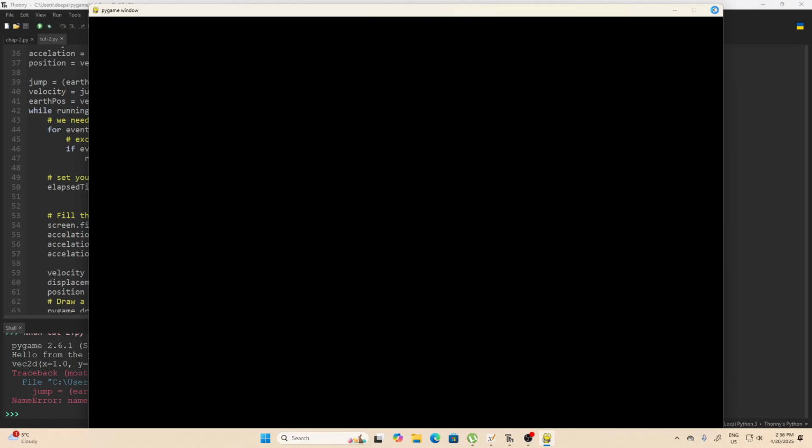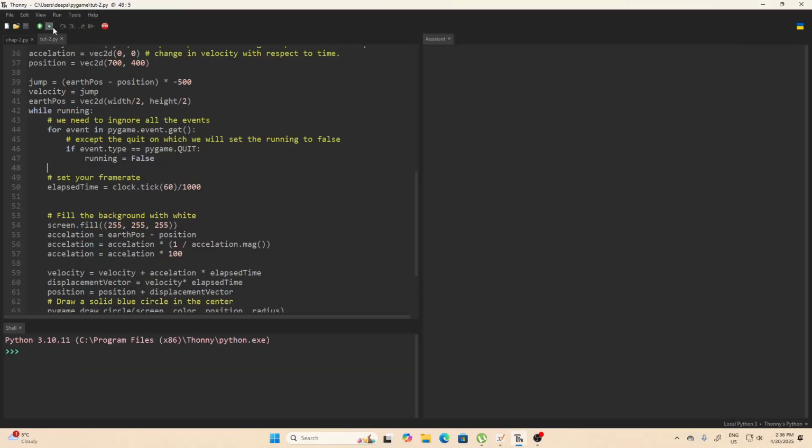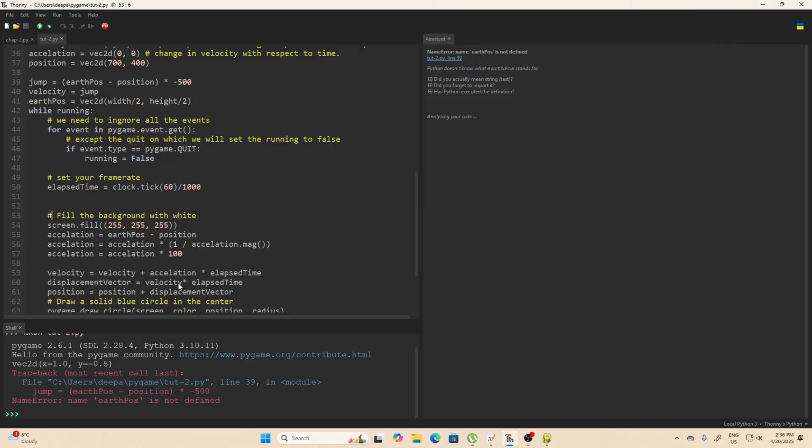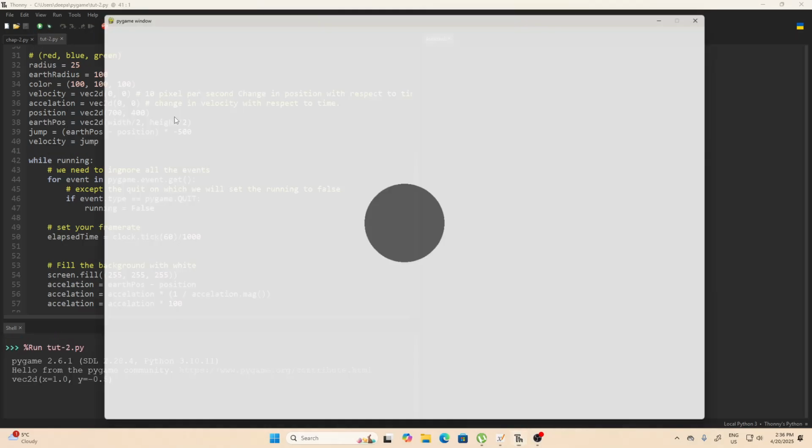What happened? We made a mistake somewhere. Earth position minus position is undefined. Oh, because the Earth position is defined afterwards. So we need to just do it like this. Okay, stop, and then we'll see.